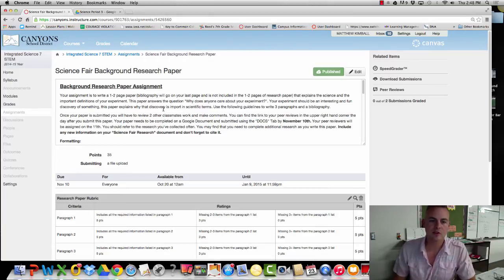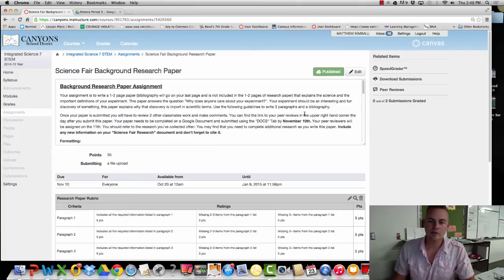This paper answers the question, why does anyone care about your experiment? Your experiment should be an interesting and fun discovery of something. This paper explains why that discovery is important in scientific terms. Now you've been doing a lot of research. You should know more about this topic than I do. You should teach me something when I'm reading it. Okay, keep that in mind. You've learned something, tell me what you've learned.